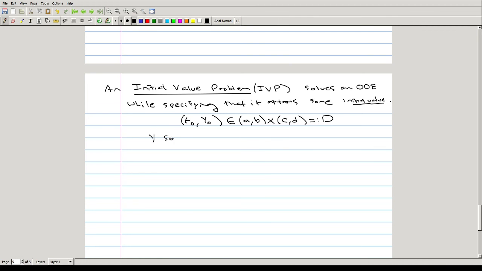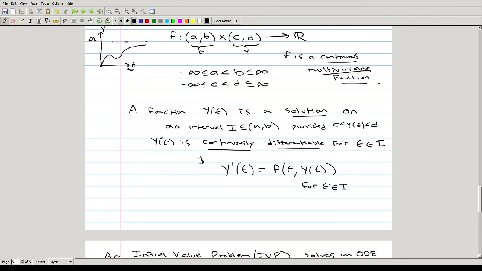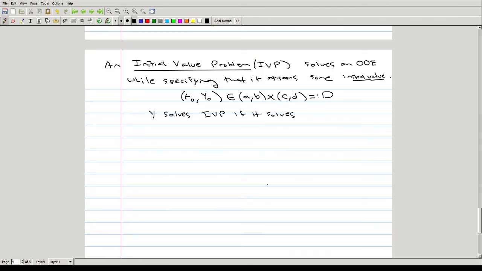And we see that y solves the IVP if it solves the differential equation. It solves this differential equation right here, or 1. And that means that y prime equals f of t comma y on I, and it satisfies the initial condition, which is that y of t naught is equal to y naught, which is the initial value of the problem.